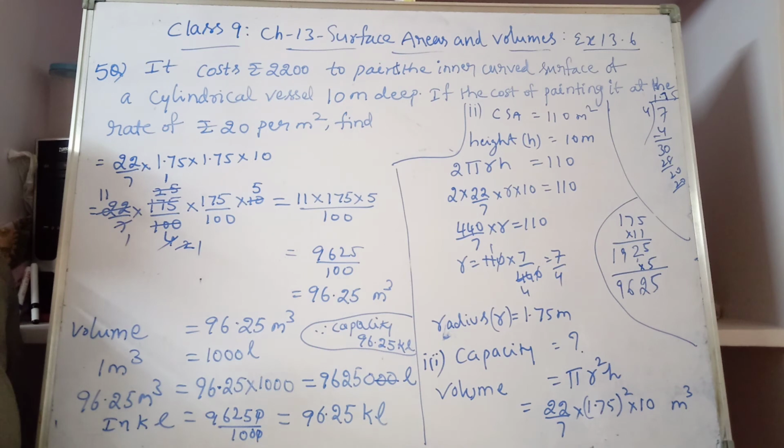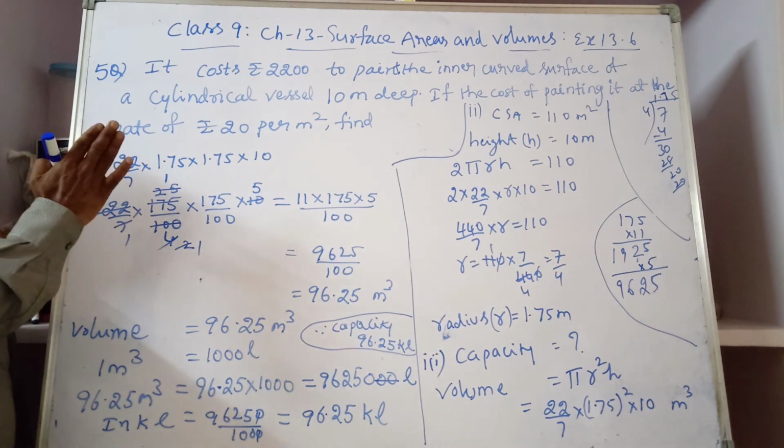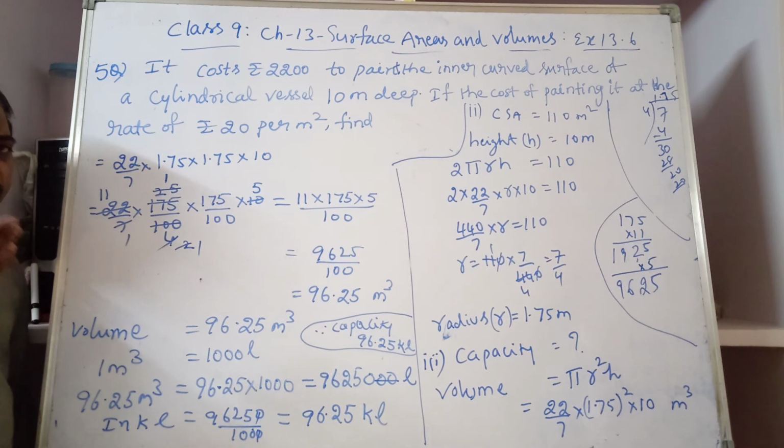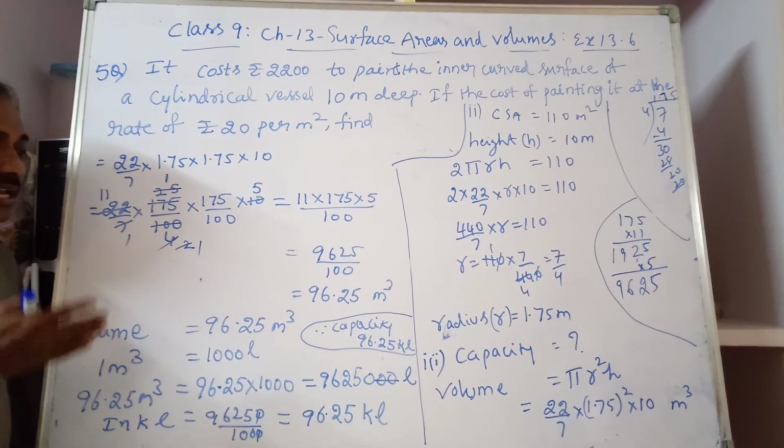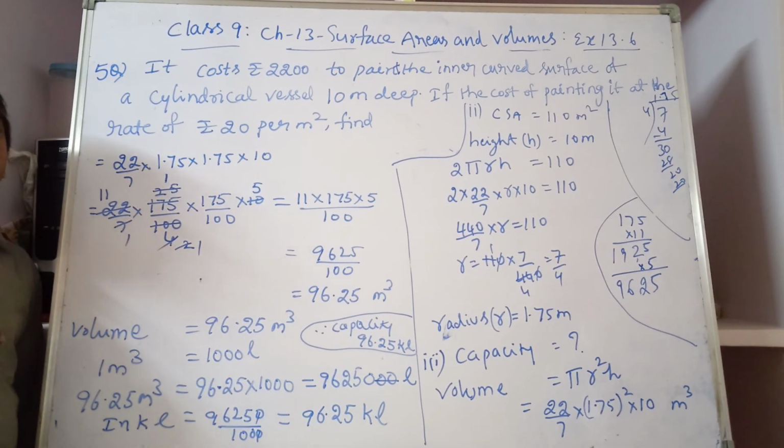First we are finding by total cost divided by the cost per 1 meter square. Then we got inner CSA. From that we found the radius of the base, that is the inner radius. Then by using the radius and height, we calculated the volume. That volume we converted into capacity, that is in terms of liters. Is it clear, students? I hope you understood.